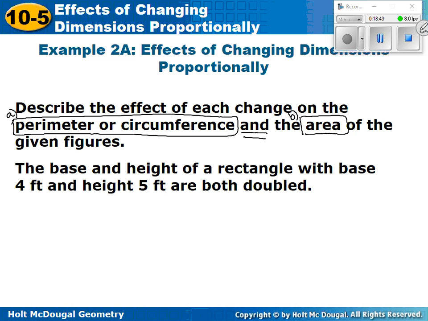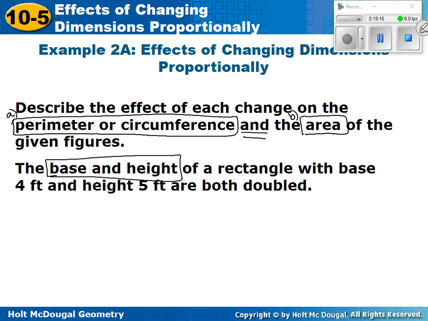But also notice what's happening here. It says the base and height of a rectangle with a base of 4 and a height of 5 are both doubled. So are we changing only one dimension now? No, we're going to change the base and the height. So this shortcut only applies if you are multiplying one dimension. Now we're going to multiply both dimensions. So again, I want to show you the shortcut on the board, and then I'll work it the long way, and you can decide what makes more sense.